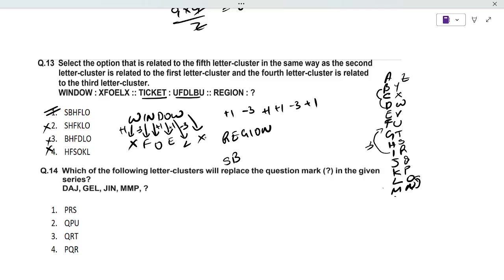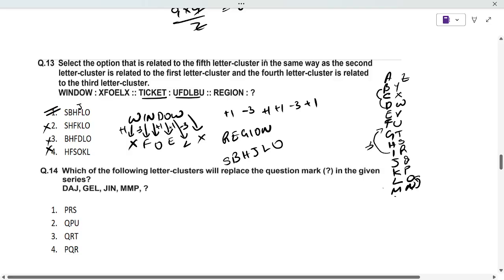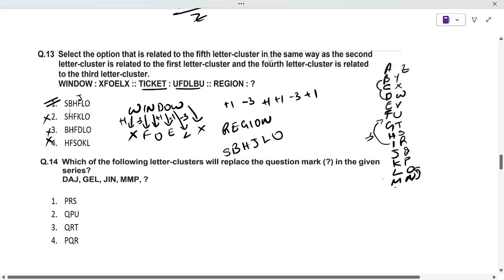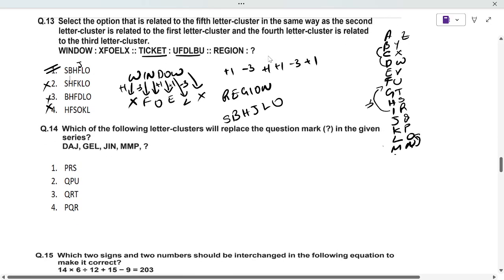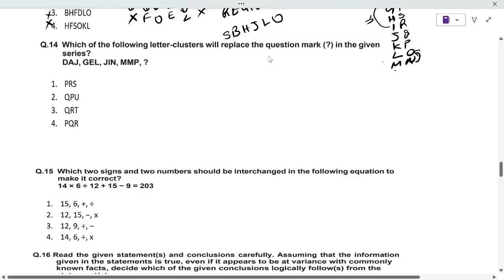But let's check. G plus 1, H. I plus 1 is J. O minus 3 will give us L. N plus 1 is O. So S, P, H, J, L, and O. We have S, P, H, F, L, O. So I think we're following the pattern. So this is what? Blunder. Right. The option is blunder. This should be J. If we follow the pattern, then we're getting only question number 1 got C options. Right. Next one.